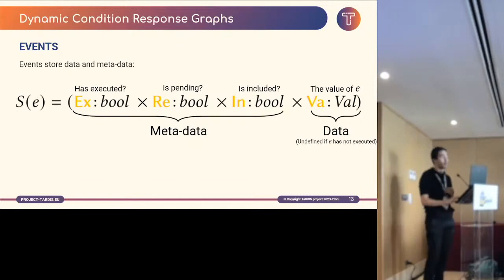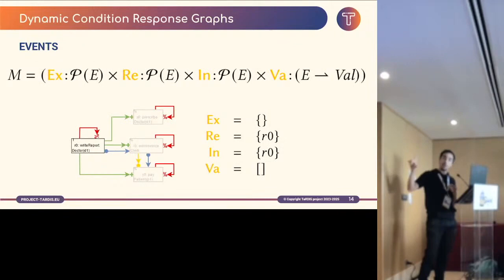Okay, so at the graph level, we store the state of all events in the marking, which is the tuple consisting of three sets and a function. The three sets map directly to the booleans, so it's a set of executed events, a set of included pending events, a set of included events, and the final element of the tuple is a partial function mapping events to values.